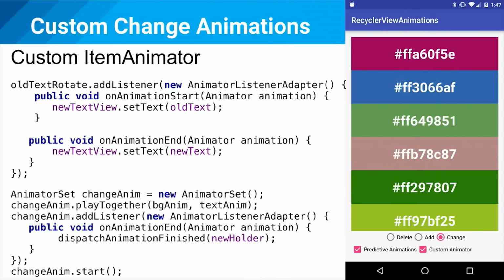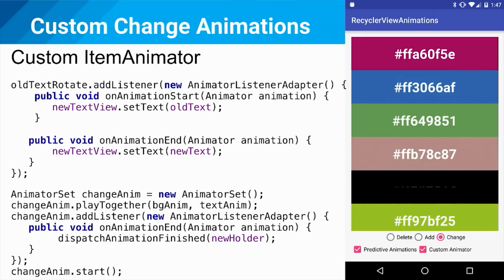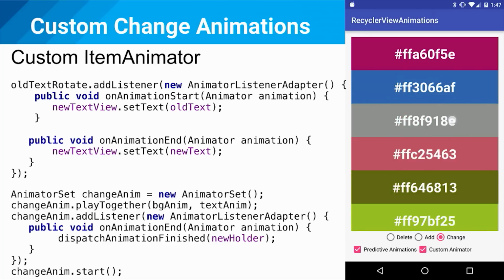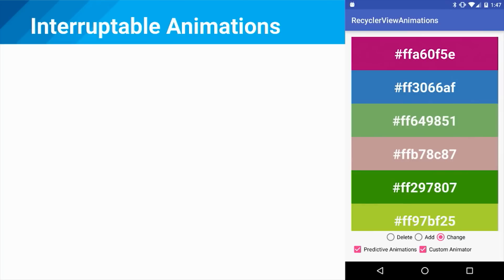Change animation. So now we put all this stuff together. We create an animator set, and we add them all together. And then most importantly, we call dispatch animation finished so that the RecyclerView can get rid of any state that it retained for these things along the way. And then we're off and running.